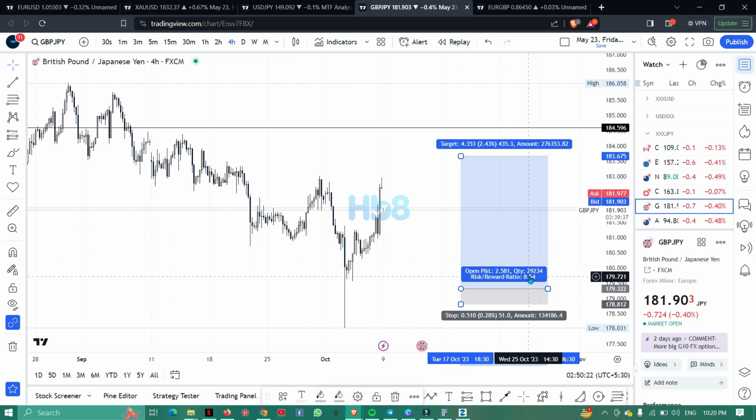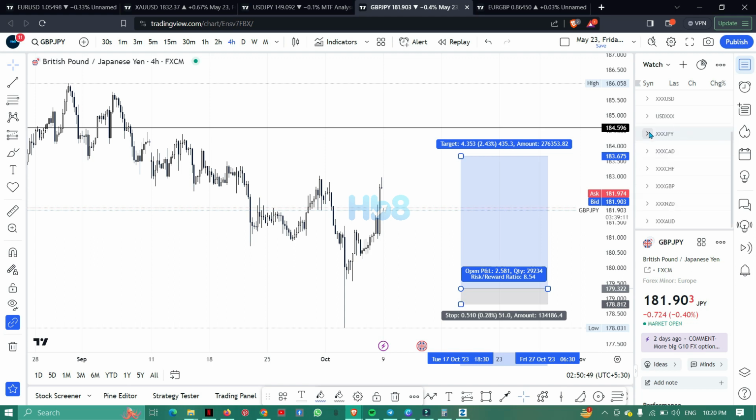So you can see the lot size we are going to use here is what? 0.29. This is 29,234 divided by 100,000, you have 0.29. That's the lot size we're going to use in order to risk exactly 10% of $1,000. All right, so apply this to all pairs with JPY as their quote currency.